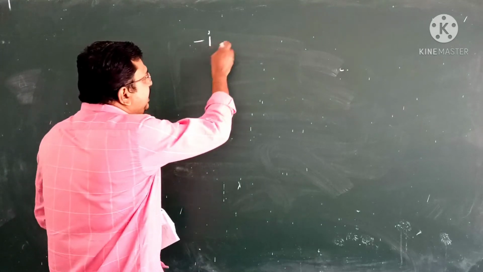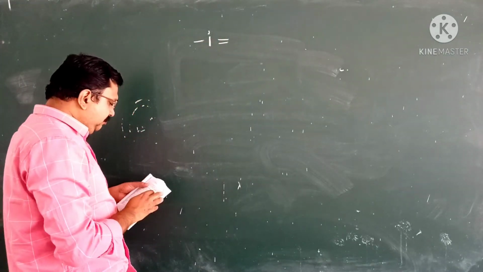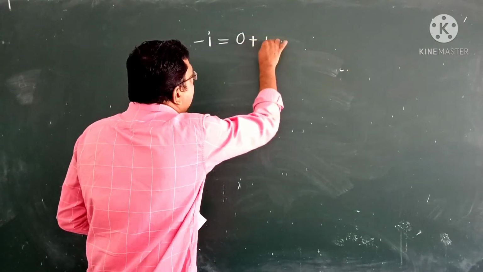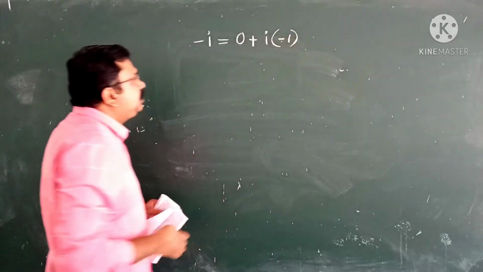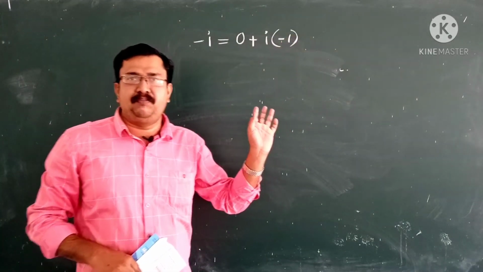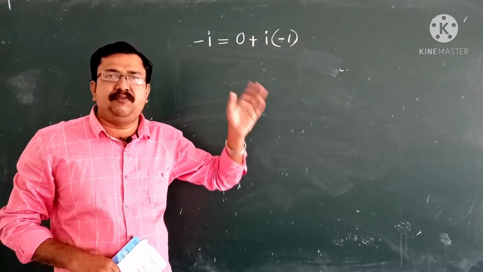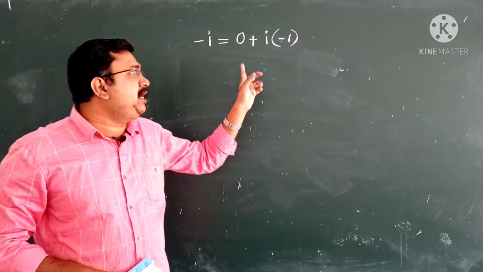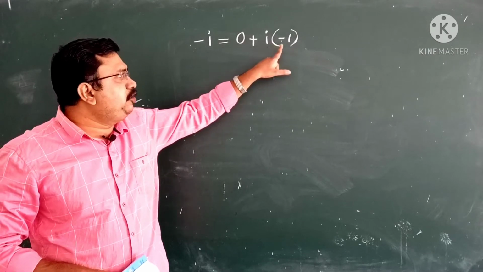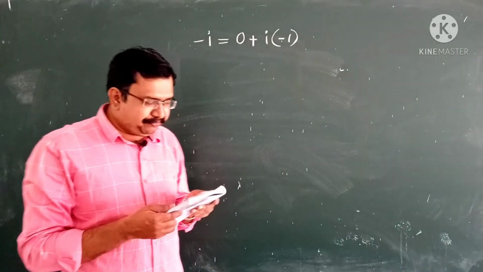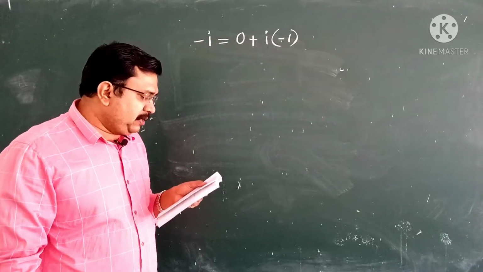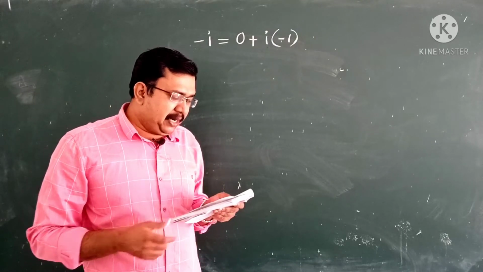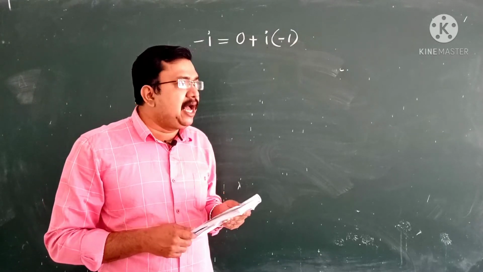We can write minus i as 0 plus i into minus 1. This is of the form x plus iy. First we convert our question into the form x plus iy. Therefore, minus i can be represented by 0 plus i into minus 1. Then the point (0, -1) lies on the boundary of the third and fourth quadrants, and hence the principal amplitude of minus i is the argument of z.